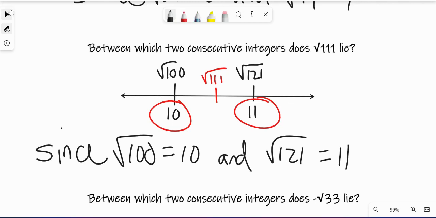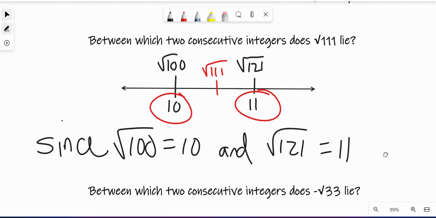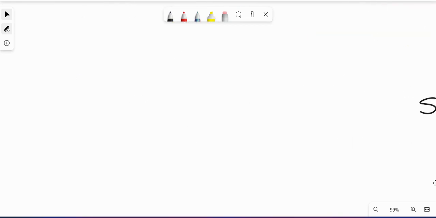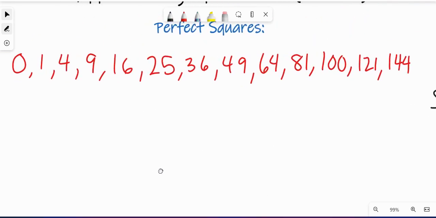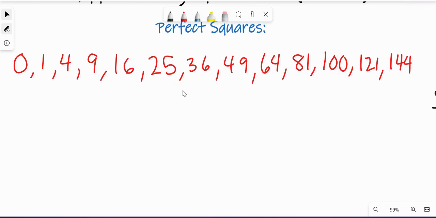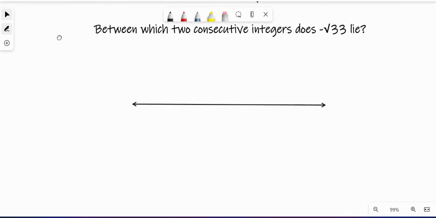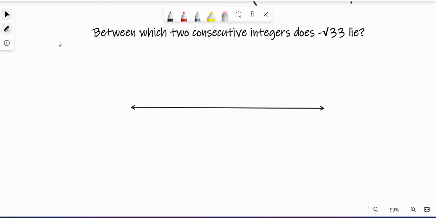Now let's see what happens when we have a negative. Be careful with the negative because on the number line, well, first of all, let's find where 33 is in between. 33, where are we at? Over here. 33 is in between 25 and 36. But careful with the negatives because the smaller negative is 36, not 25, because negatives on the number line look a little different than positive numbers.